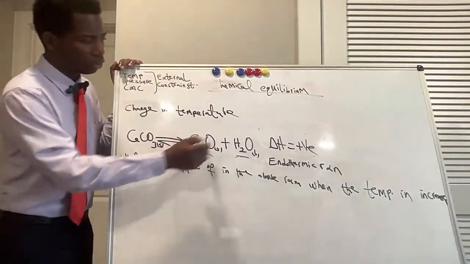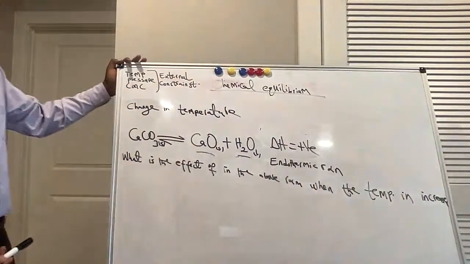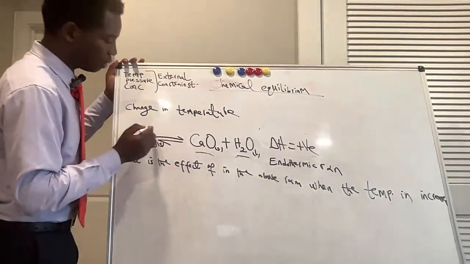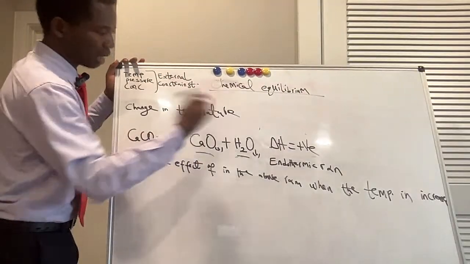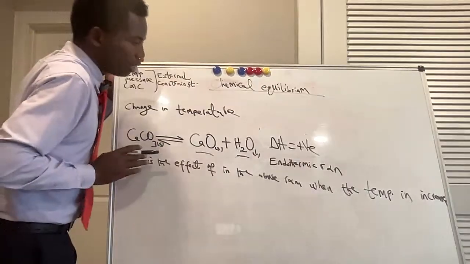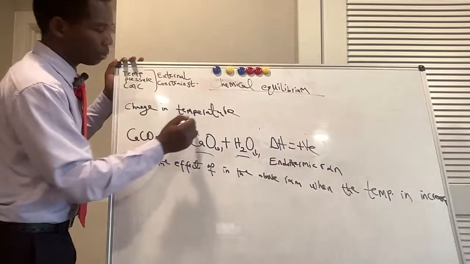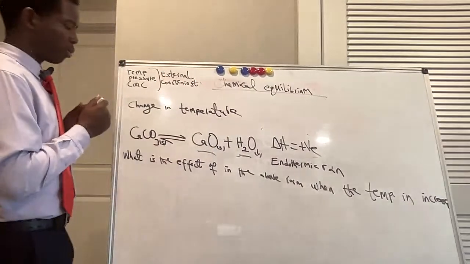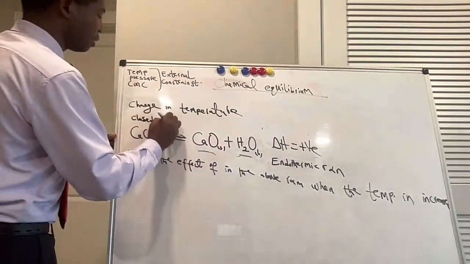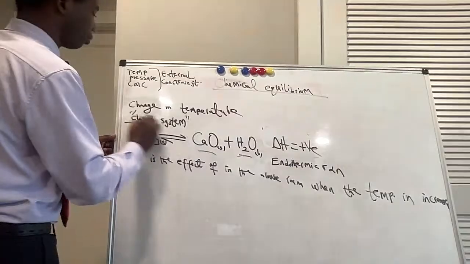When the temperature is increased, look at the change in enthalpy. Change in enthalpy is what? Positive. It means for the forward reaction, heat is absorbed. So now you are adding more heat, you are increasing the temperature. When the temperature of the system is increased, what happens? Don't forget, we are in a closed system.